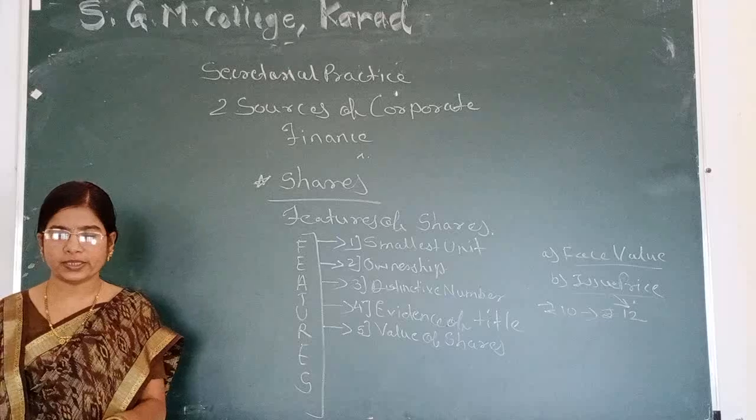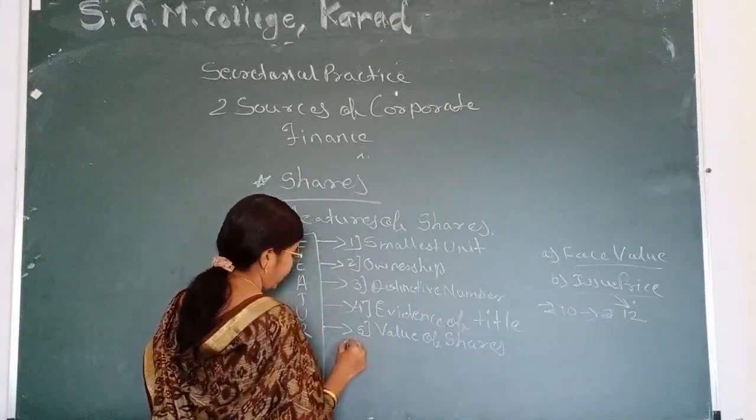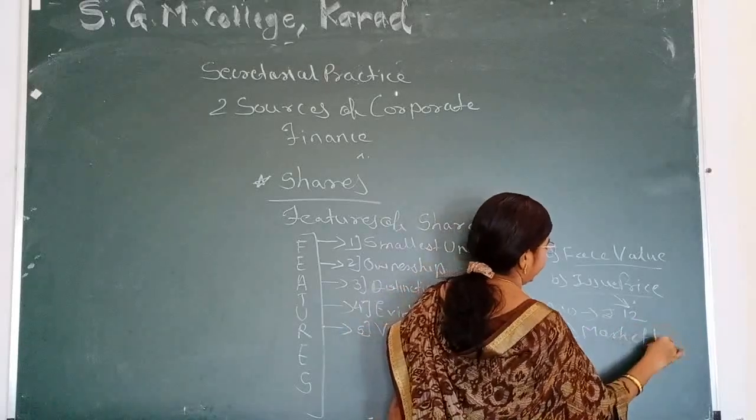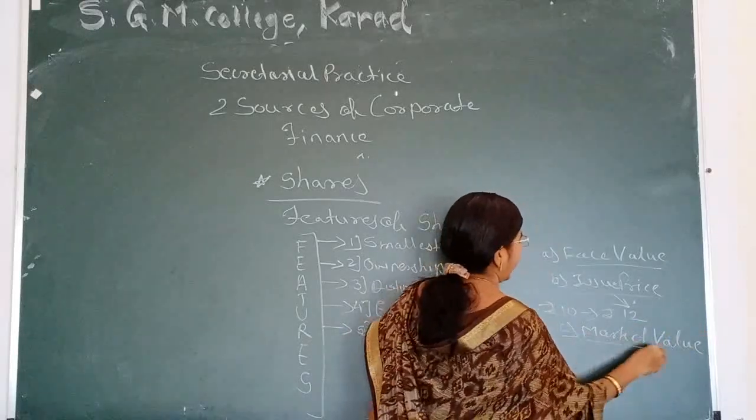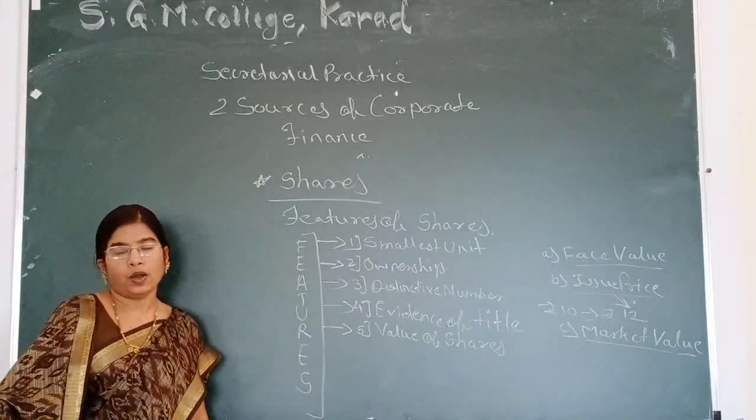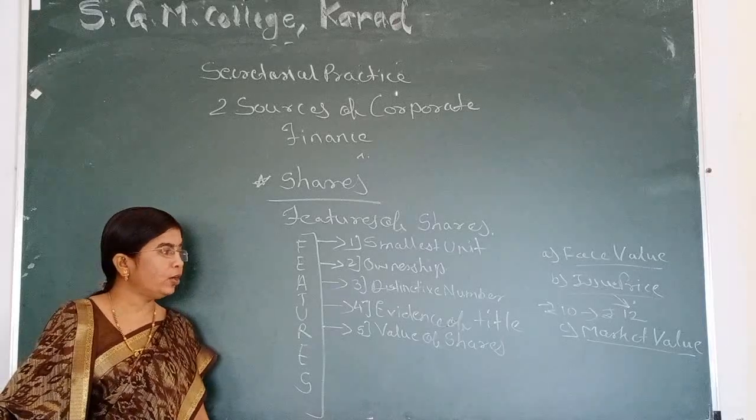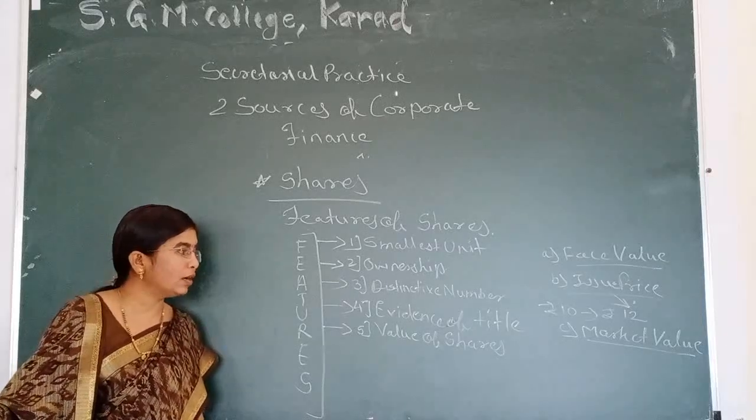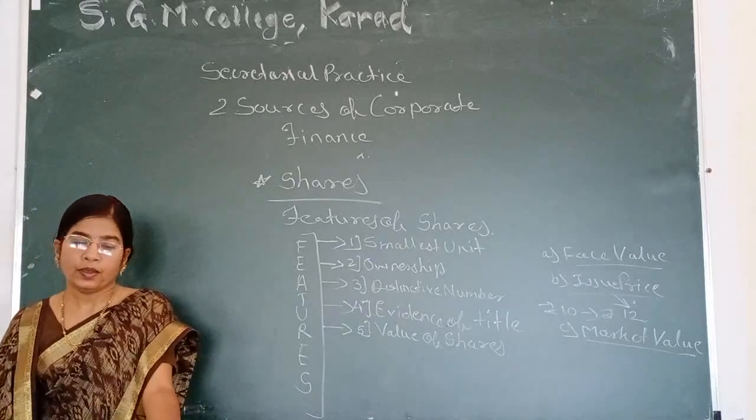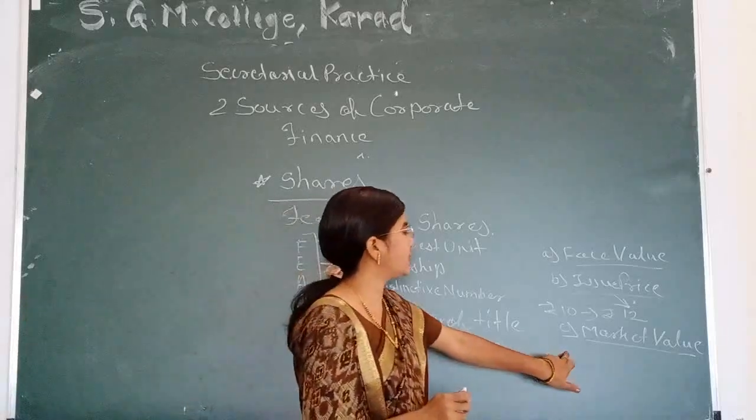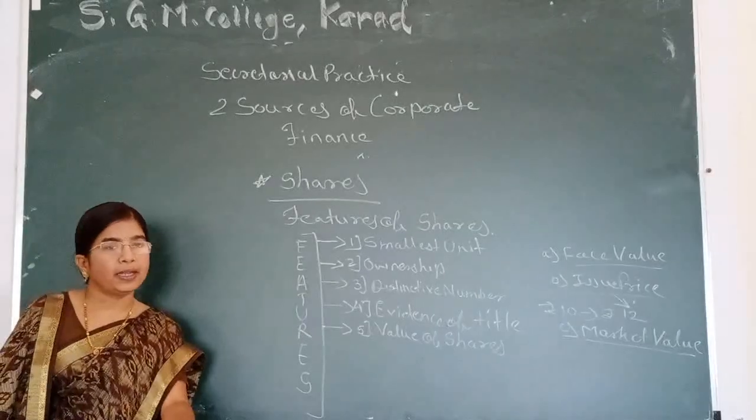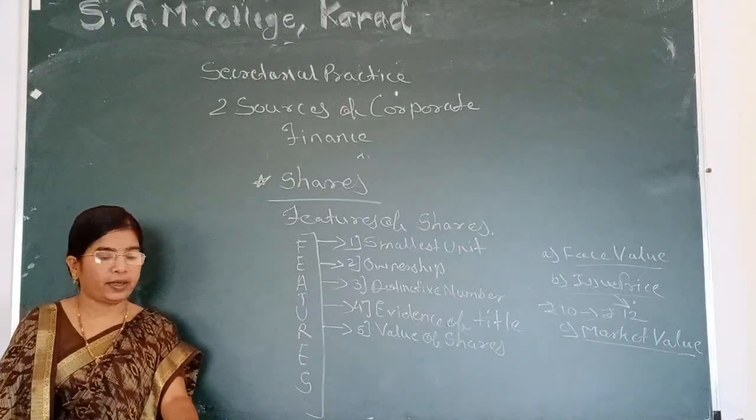And third value is market value. Market value is determined by demand and supply forces in the share market. Market value is the value which is fixed by demand and supply of shares in the share market. It is not fixed by a company, but it is determined by demand and supply of shares in the share market.